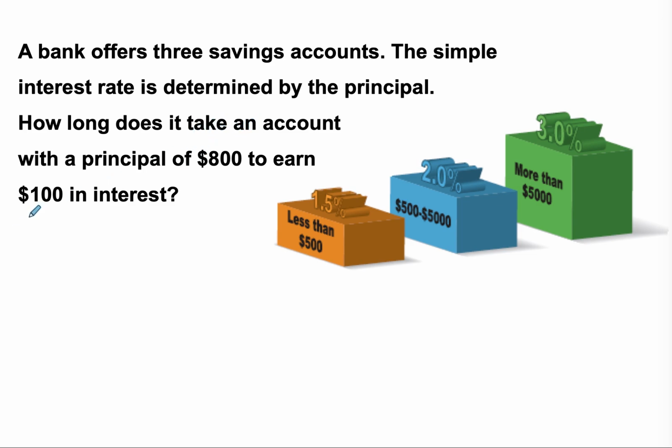We're going to use that principal to help us find the rate, and then we're going to solve for the time. So $800 less than $500 is 1.5%. 500 to 5,000 is 2%. 3% is for more than 5,000. So for 800, it's going to be in the second category here.